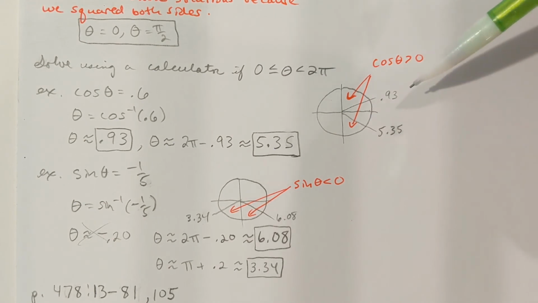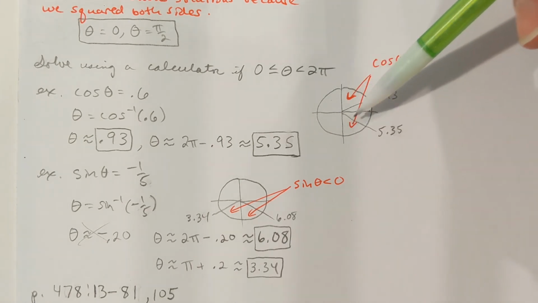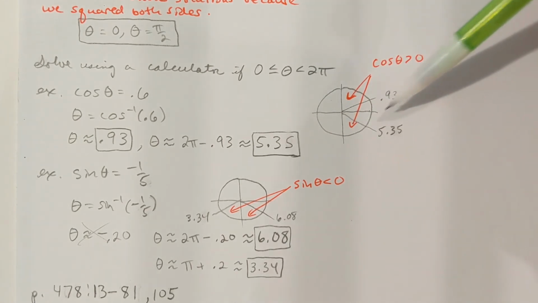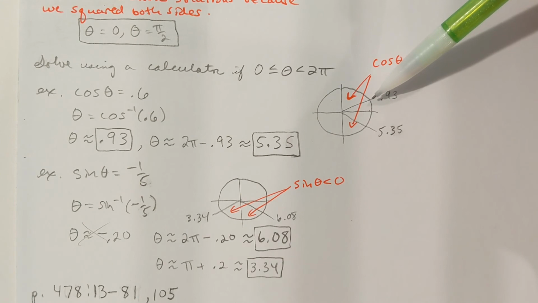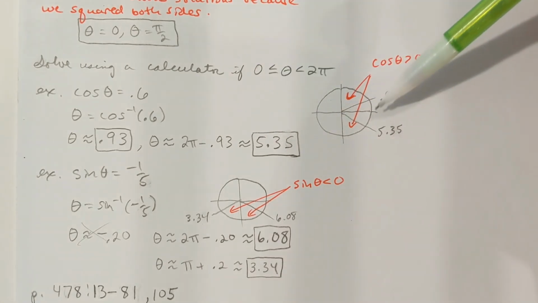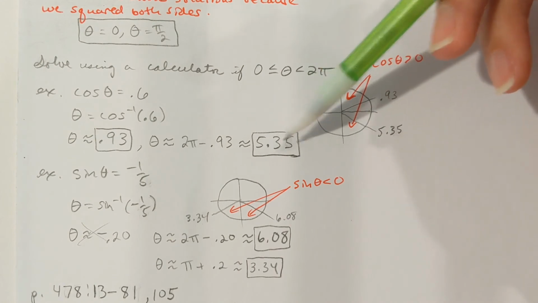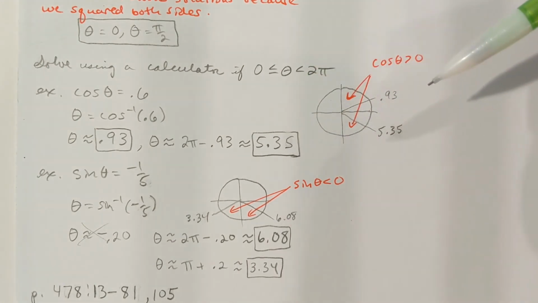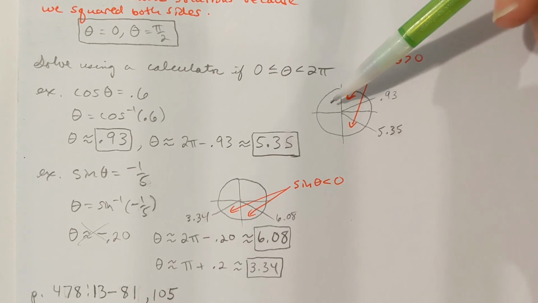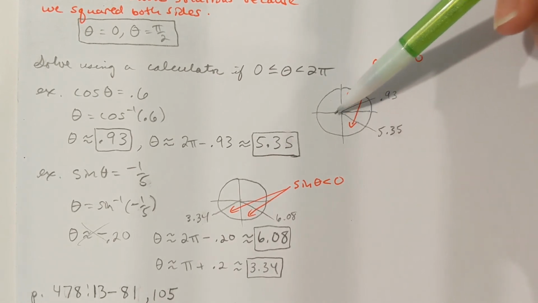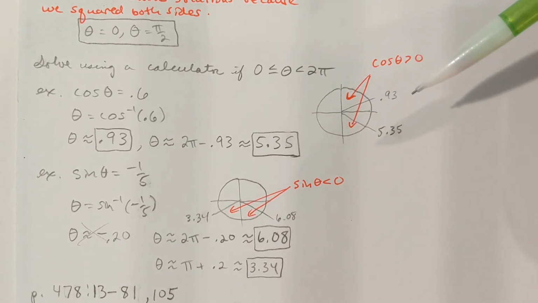So I need to look at the possibility of an angle existing in quadrant 4 where cosine theta is 0.6. Well, one complete revolution around the center is 2 pi radians. And using symmetry here, if I take 2 pi minus 0.93, I'm getting 5.35. That would be another answer that I'd want to give. Again, anything in quadrants 2 or 3 I don't want, because then the adjacent side would be negative.